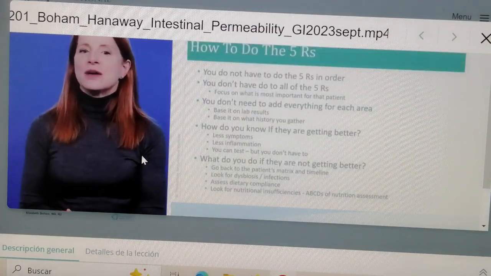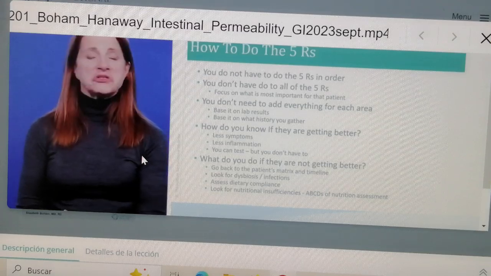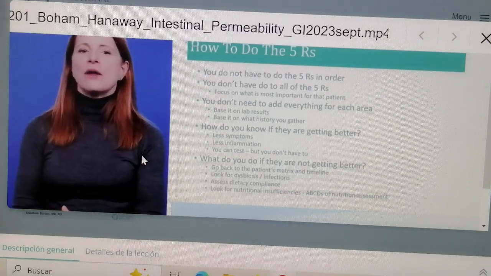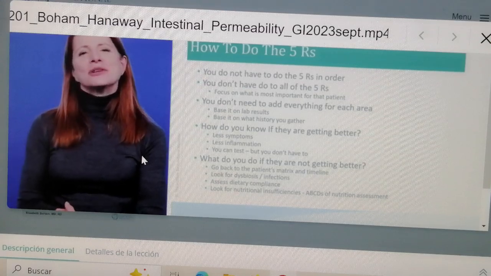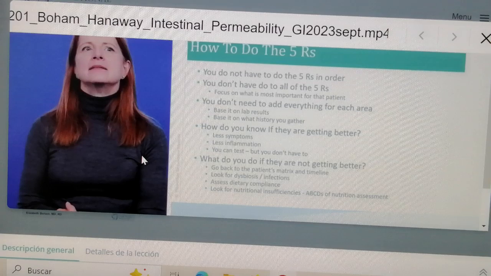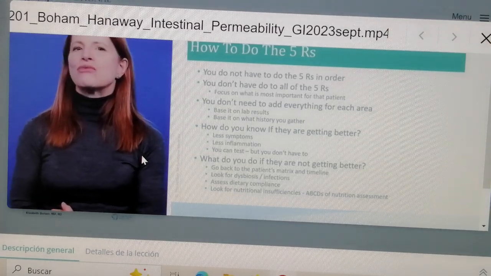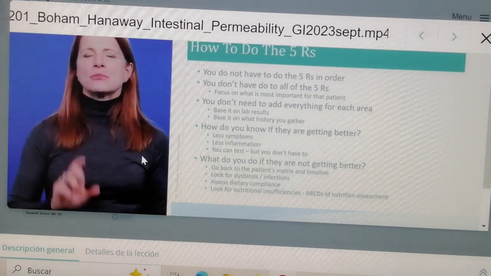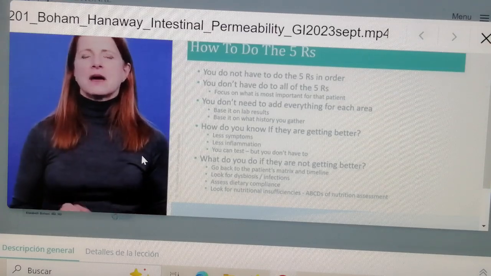You don't have to do them in order. You don't have to do all of them, and you don't have to do them all at once. So you really want to focus on what's most important for that patient. And there's no right way here, right? I often, as I said, write it down on their plan and highlight where I'm focused, and that helps me organize my thoughts as well.